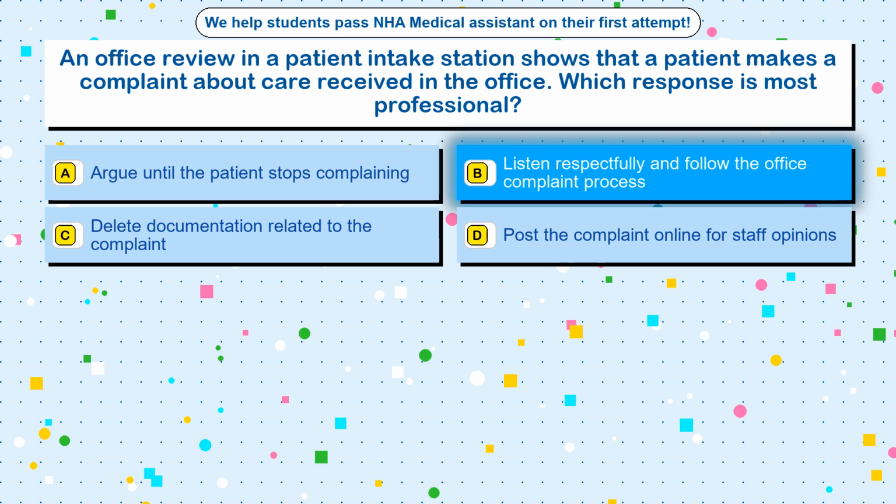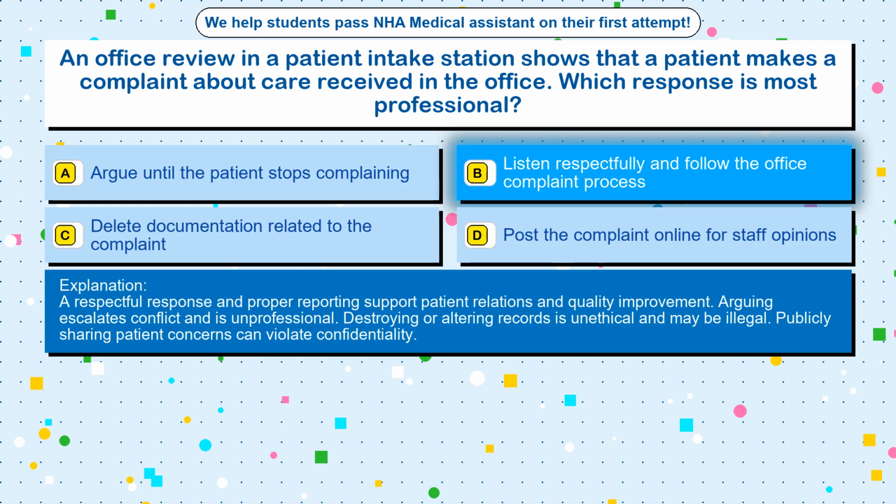The correct answer is option B. Listen respectfully and follow the office complaint process. A respectful response and proper reporting support patient relations and quality improvement. Arguing escalates conflict and is unprofessional. Destroying or altering records is unethical and may be illegal. Publicly sharing patient concerns can violate confidentiality.